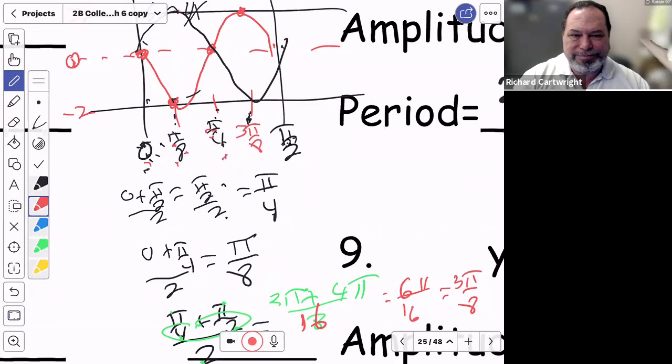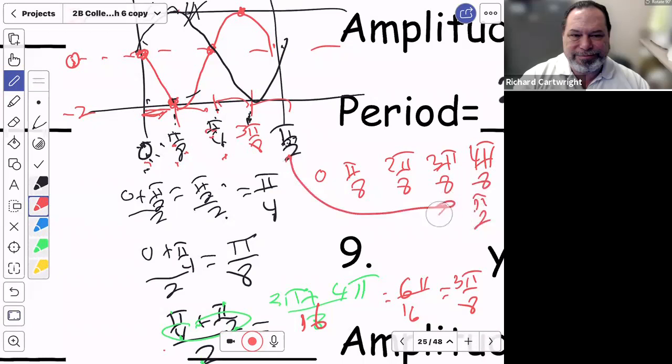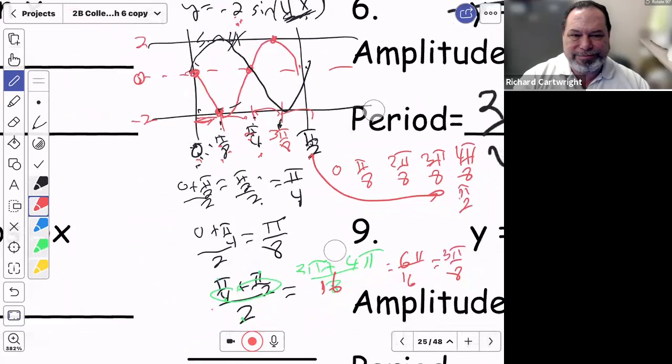So if you think about it, it was 0, 1 pi over 8, then 2 pi over 8, then 3 pi over 8, then 4 pi over 8. This distance is always the same. Pi over 8, another pi over 8, another pi over 8, another pi over 8. And 4 pi over 8 is the same thing as pi over 2, which is what I had written here, see? There's a lot of ways to look at that, okay?